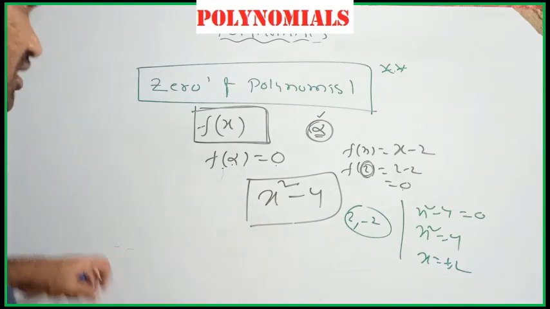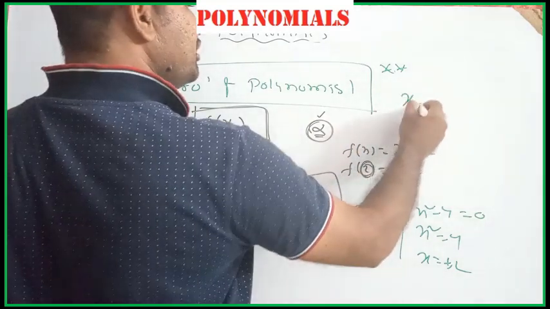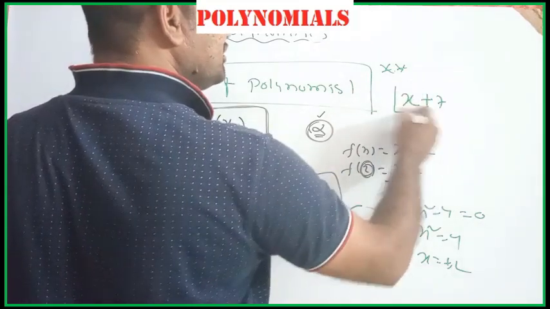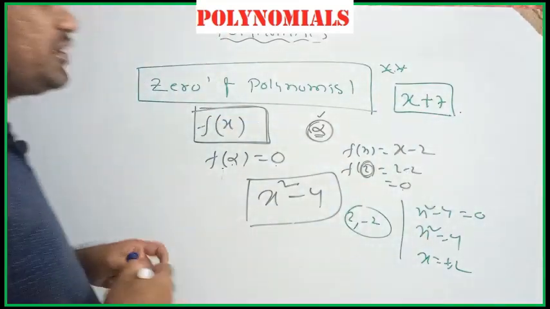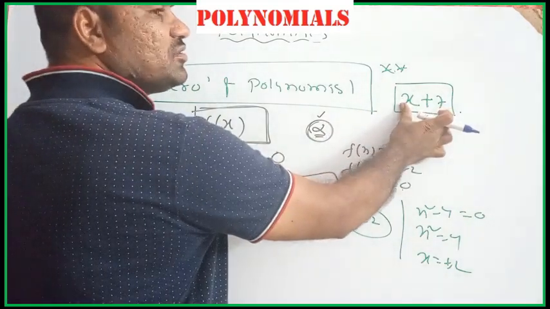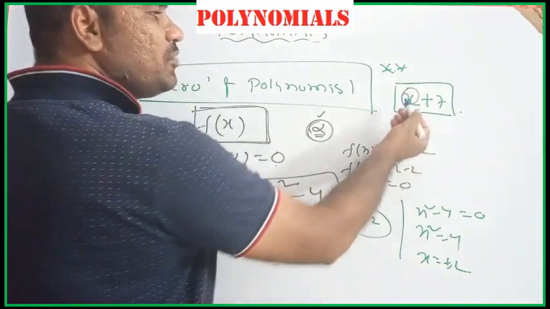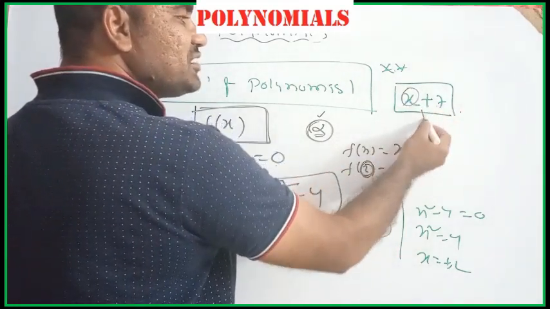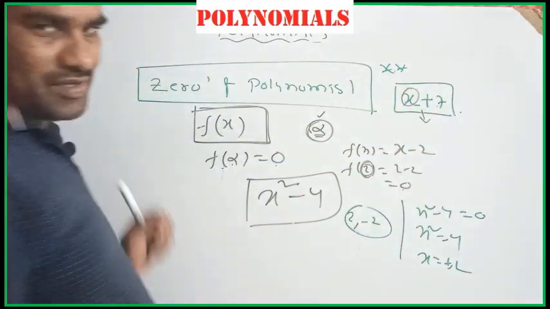Next, see here. X plus 7 is given as a polynomial. We need to find the zero of that polynomial. Zero means what values of x make this expression become 0? So instead of x you write minus 7. Minus 7 plus 7 is 0. That's why minus 7 is the zero of that polynomial.